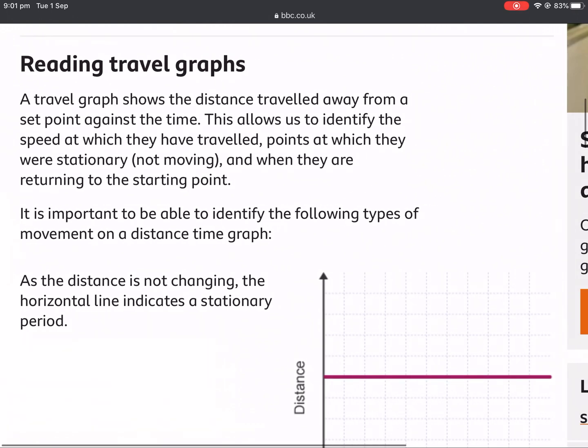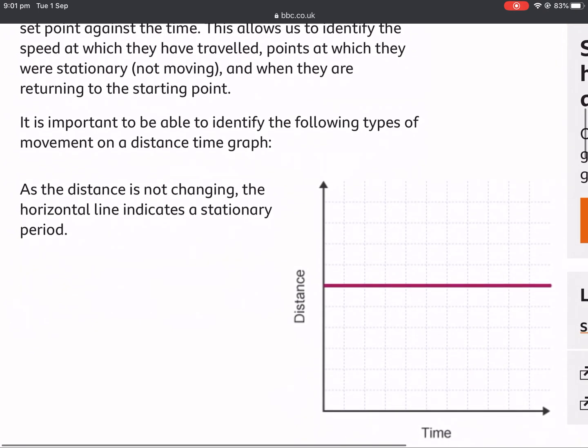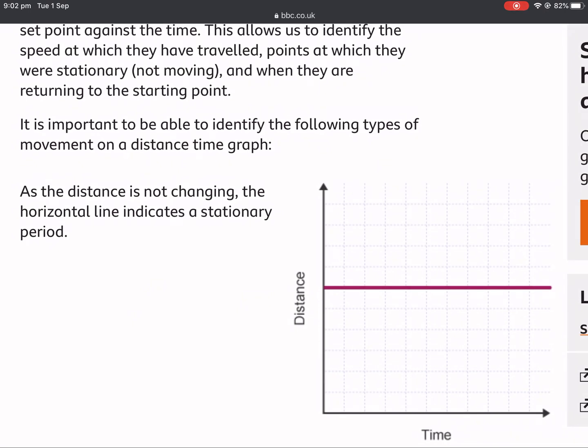A travel graph shows the distance travelled away from a set point against the time. So, you know, you have a graph, the distance column, that shows you how far away. So this one's 1, 2, 3, 4, 5, 6. They're standing 6 metres away and they haven't moved. This allows us to identify the speed at which they travelled, because remember, speed is distance divided by time. We talked about that the other day.